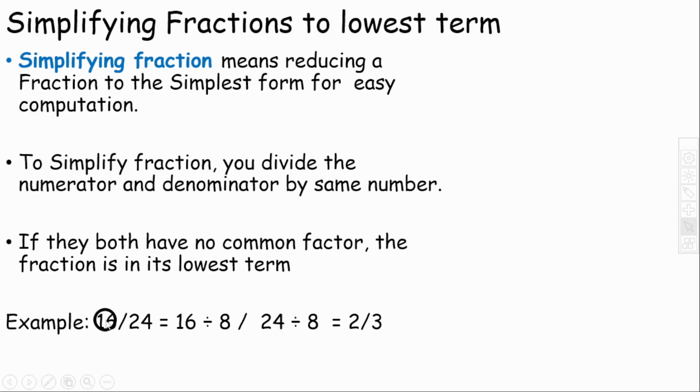For example, 16 over 24. You can see that 16 over 24 have a common factor between them. We have 8. 8 is a common factor of both 16 and 24. So what do we do? We divide the numerator by 8 and we divide the denominator too by 8. So 16 divided by 8 gives us 2. 24 divided by 8 gives us 3. Now, do we have a common factor between 2 and 3? No, there's none. So that means this is the lowest form of this fraction.